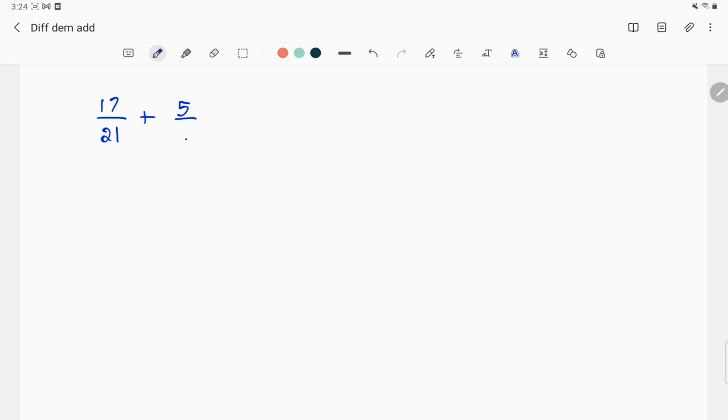5 over 7. Okay. Well, the first thing we need to do is make the denominators the same. That's the bottom part of each fraction. And if you'll remember, 7 times 3 equals 21. So we can multiply the second fraction, 5 over 7, by 3 over 3, because this gives us 21 on the bottom. So 17 over 21 plus, the bottom is 7 times 3 is 21. Top part, 5 times 3 is 15.